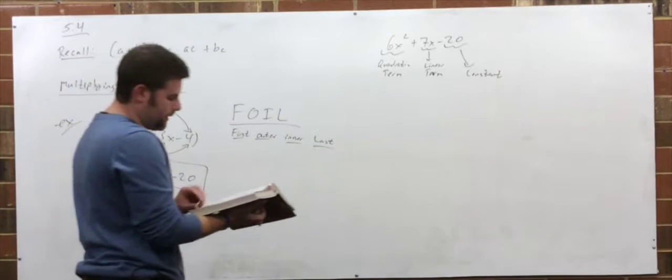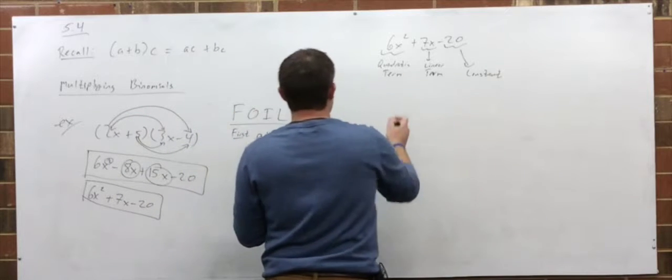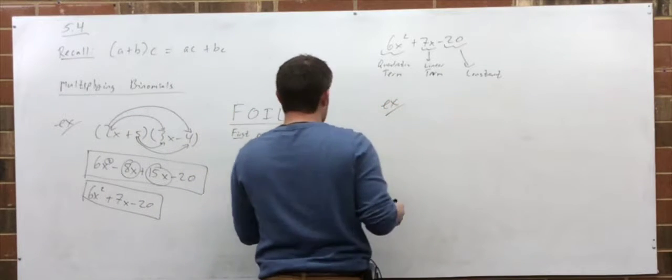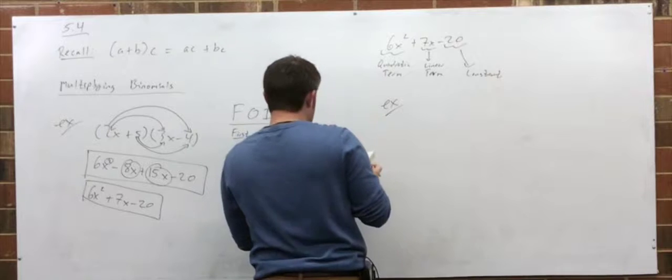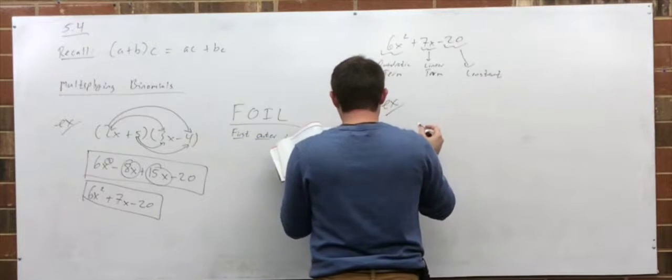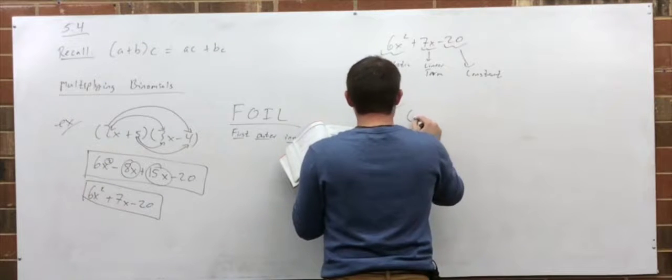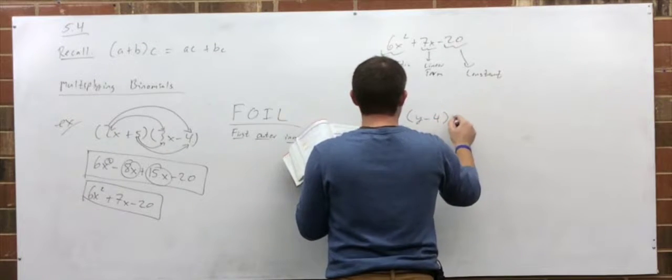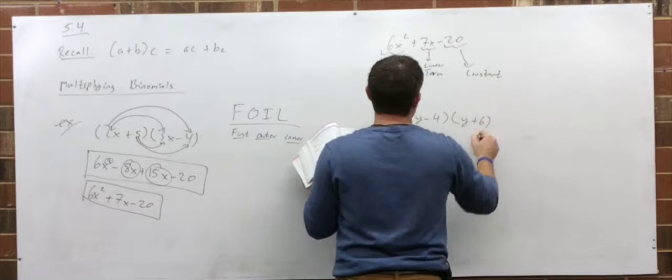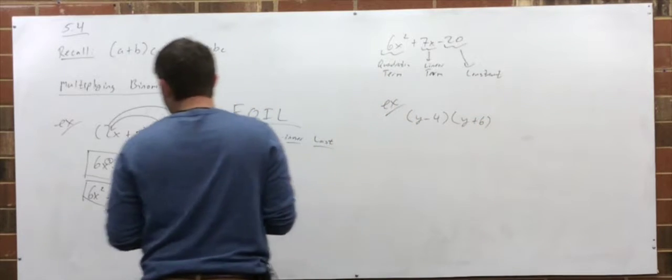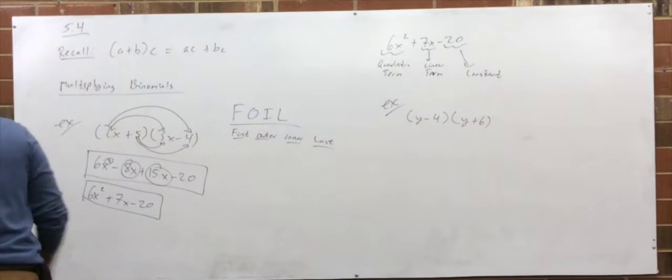Alright, let's look at a couple other examples, and then we'll wrap up. That's pretty much it for 5.4. It's just the FOIL property. So let's look at y minus 4 times y plus 6. Y minus 4 times y plus 6.